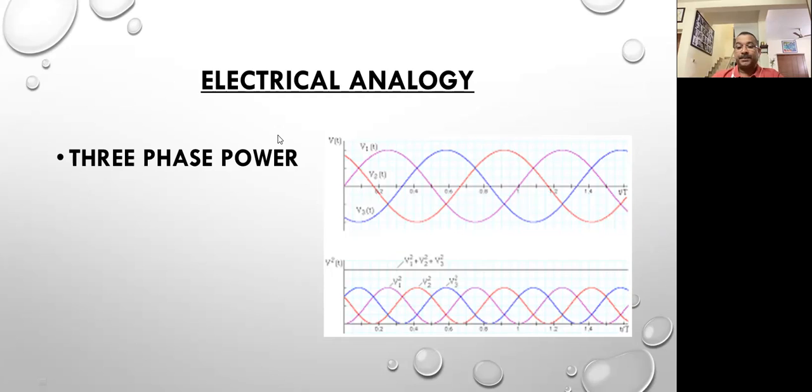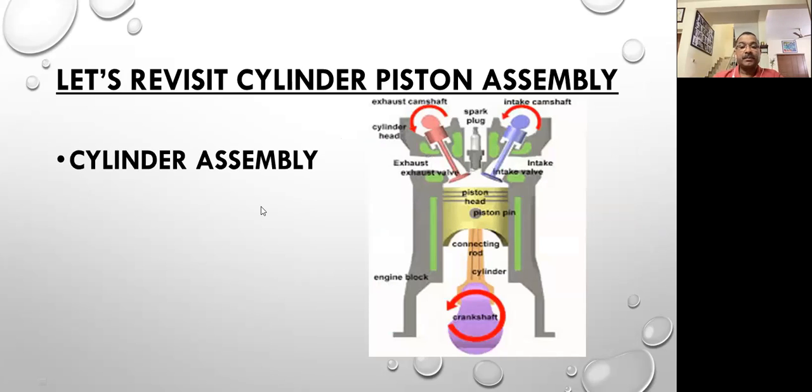Okay, Sadish, next. So right now we will revisit our cylinder piston assembly again. Uncle will be taking 10 more minutes. Is it okay, Sadish? I am perfectly fine. Okay, I will be taking 10 more minutes, so we can complete this. I think some 2-3 slides are there.